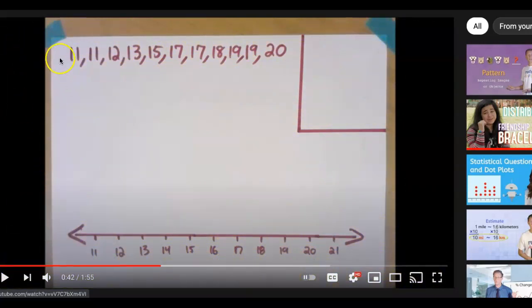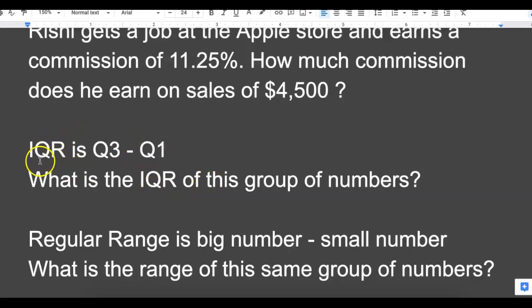All right, so you got to put the numbers in order from least to greatest. And you find the median, the middle number, and then the median of the first half is your Q1, and the median of the second half is your Q3. So go ahead and find Q3 minus Q1. So IQR is interquartile range. And so that's the Q3 minus Q1 that is on a Box and Whiskers graph.